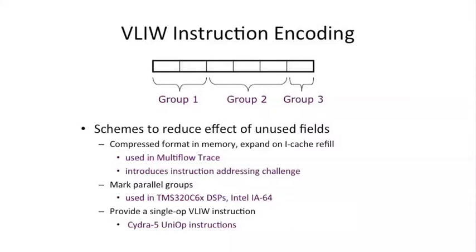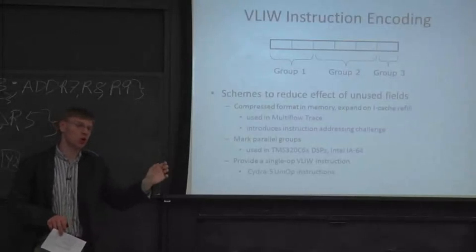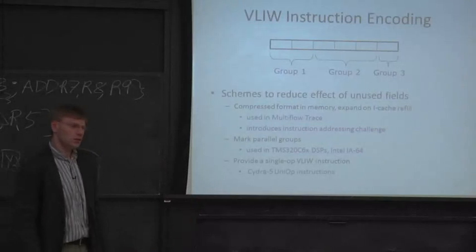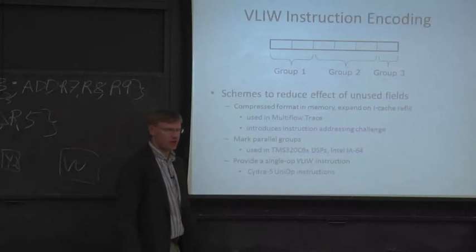Cydrome had an interesting solution to this. They had a single-operation VLIW instruction. So to save space, they had their wide instructions, but if you had a case where you were only going to execute one operation in an instruction, there was a special encoding format just for that case. And that saved a lot of encoding space, or a lot of instruction space, if you will.